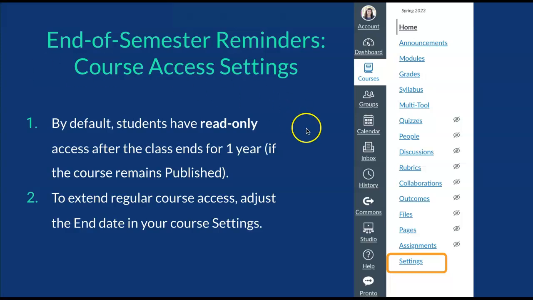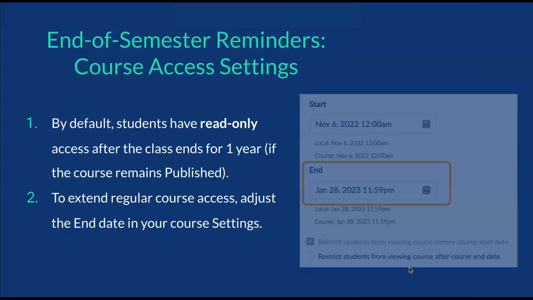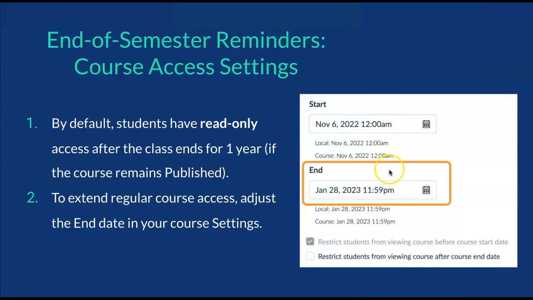As you can see in the image I have here, if you enter your Canvas course, scroll down to the bottom of your course navigation on the left side and select Settings. Then you will see your course start and end dates, and you can click the calendar for the course end date to select a new course end date. And after whatever date appears here, the course will then be in read-only mode for 1 year.